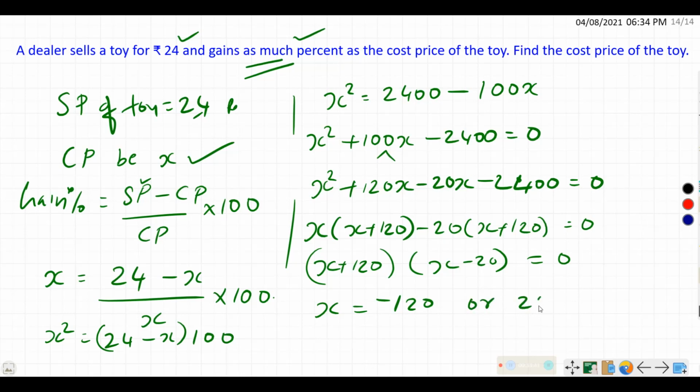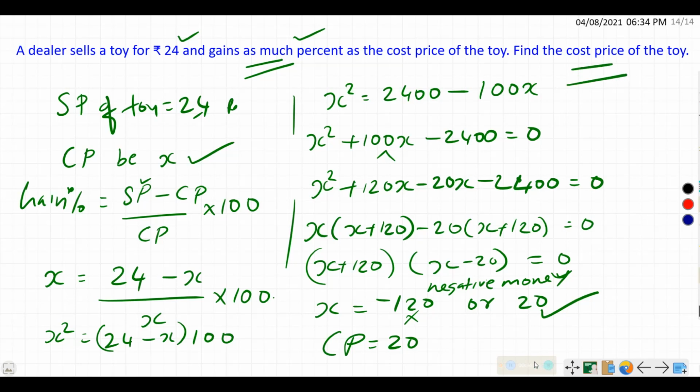profit. He has made profit, that is why the topic of gain comes. So minus 120 means a big loss, but it is already said that he has gained. So the value of x will be 20. So cost price is 20 here. Okay, thereby we solve this also, a very practical situation.